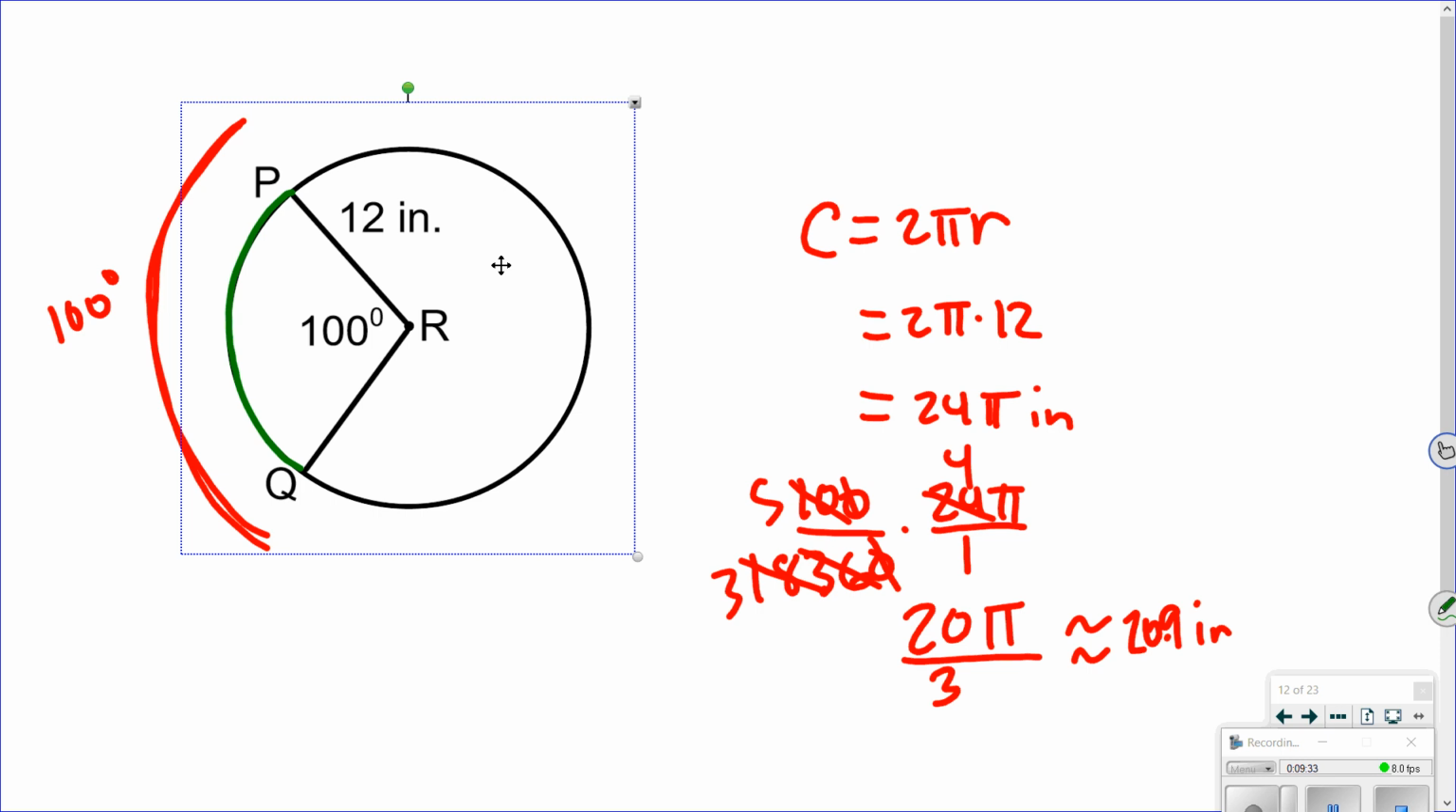So make sure we differentiate. When we say measure, we're talking about degrees. When we say length, we're talking about how long it is. So make sure we know the difference between those two.